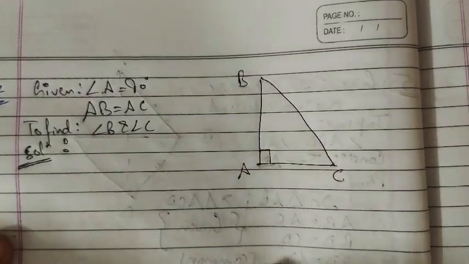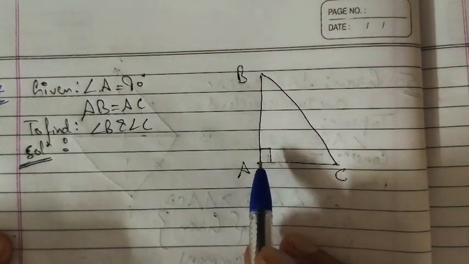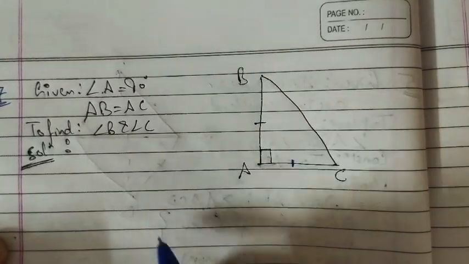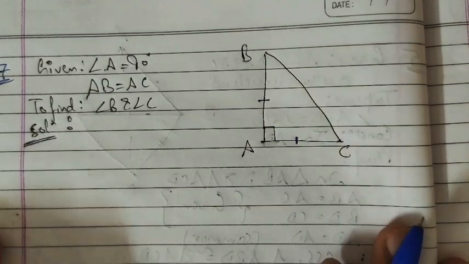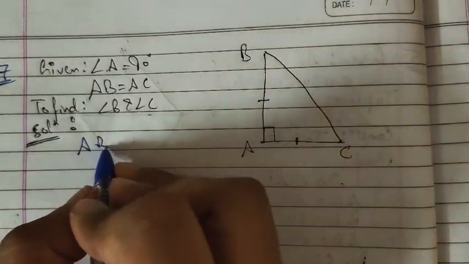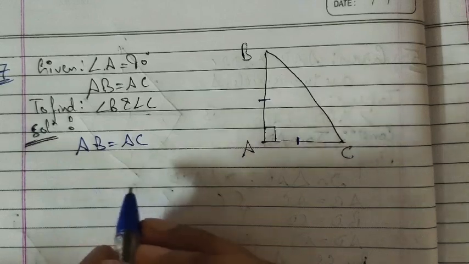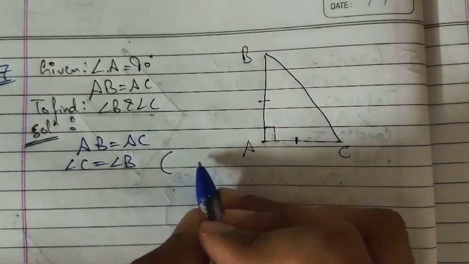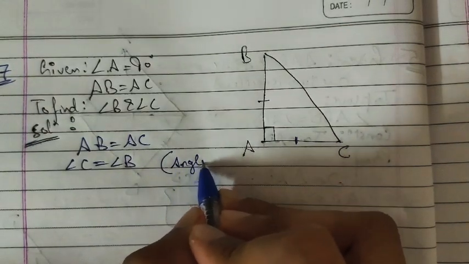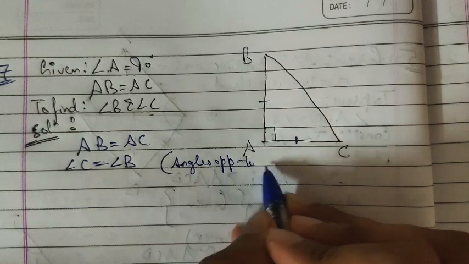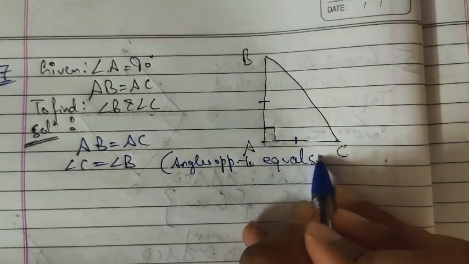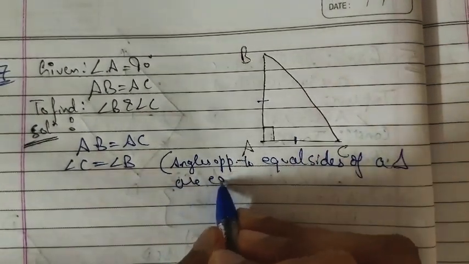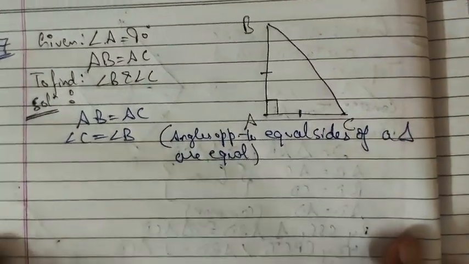Now we know in this figure ABC is a right angle triangle, right angle at A. AB is equal to AC. This side is equal to this side. We have to find out angle B and angle C. Now if AB is equal to AC, angles opposite to them will also be equal. So angle opposite to AB is angle C is equal to angle B. Reason, angles opposite to equal sides of a triangle are equal. So this reason you have to write.